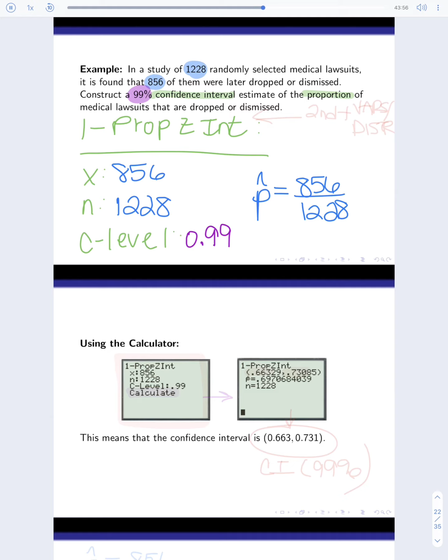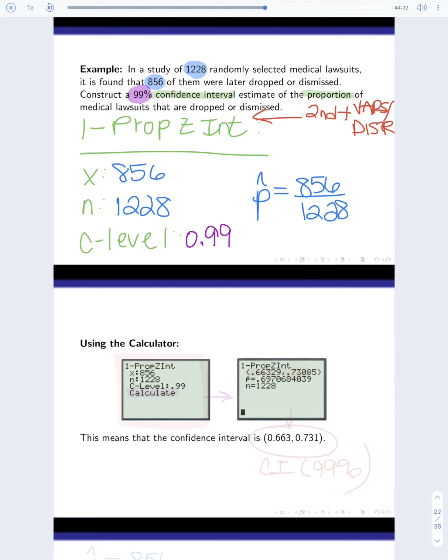Just as a reminder, how do you actually get to this 1 prop z int? Remember, you use your second key and then your vars or distribution key. And then you have to go over to tests, and then you have to go all the way down to the 1 prop z int. Be careful not to do the 1 prop z test.